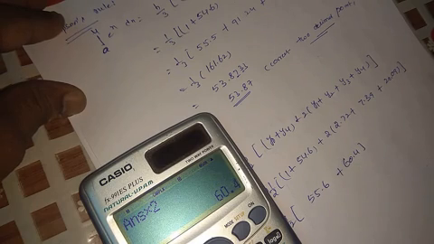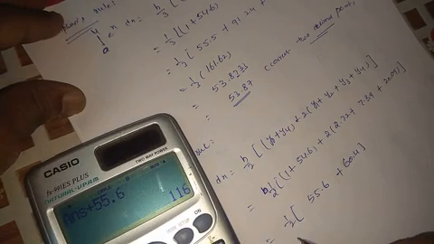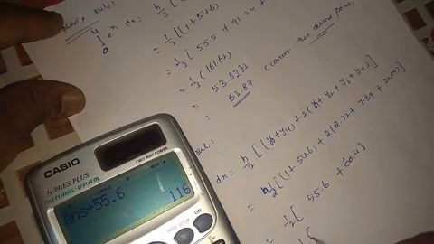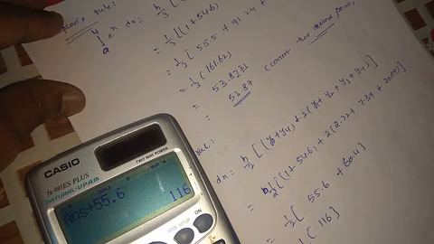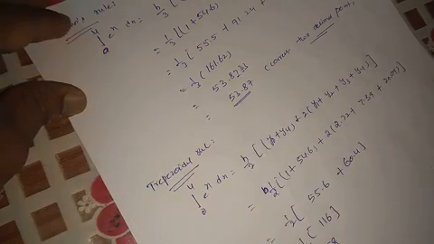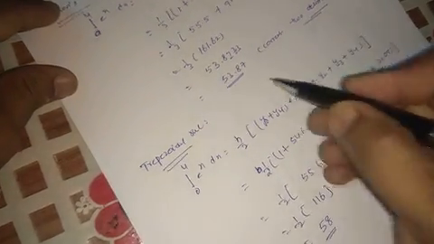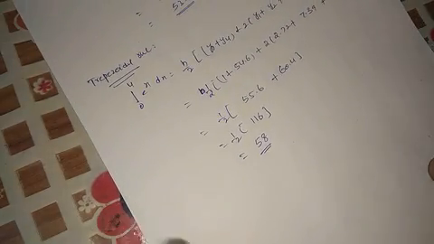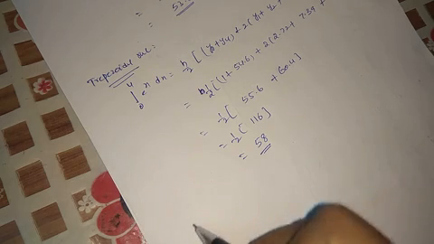60.4 can be added to 55.6, 116. So therefore 1 by 2 into 116, divided by 2, 58. So therefore the value equal to 58. And what is the original? The original equal to 53. We need to find that exact value.